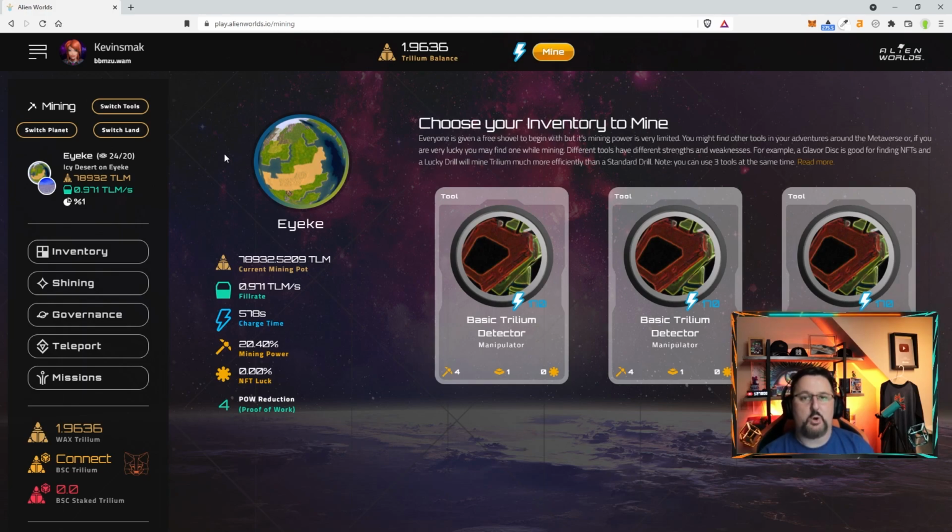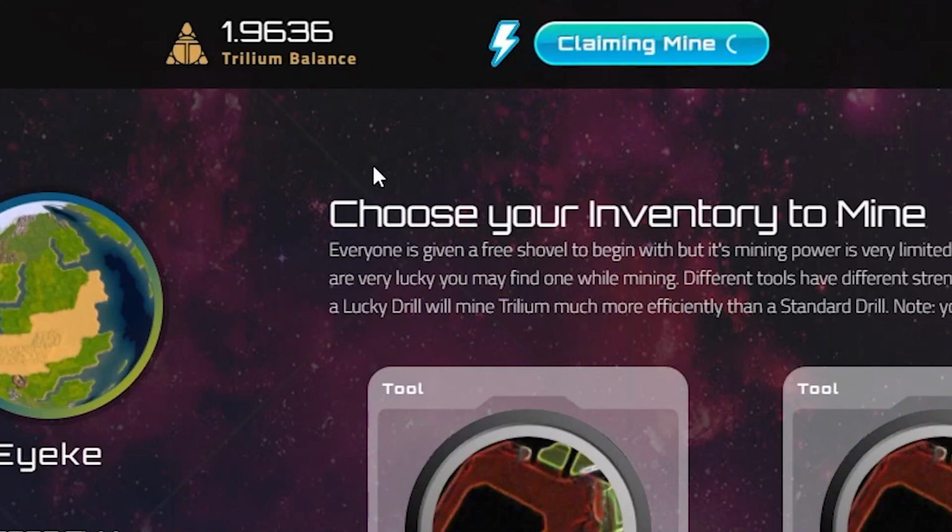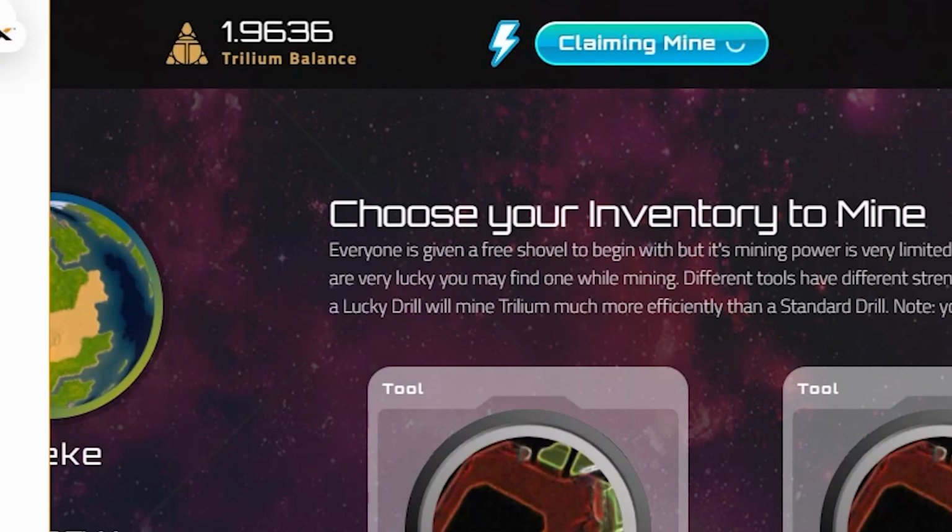So I must be raking in Trillium and I must be rich, right? Not so much. Let's go ahead and talk more about everything here. Once I do mine, we'll get an idea of how it looks. We're at 1.96. Let's hit mine and claim. We'll see if this is a good one or a bad one.